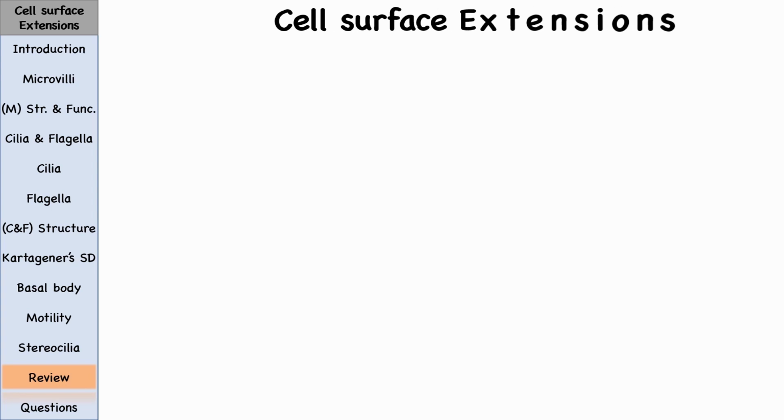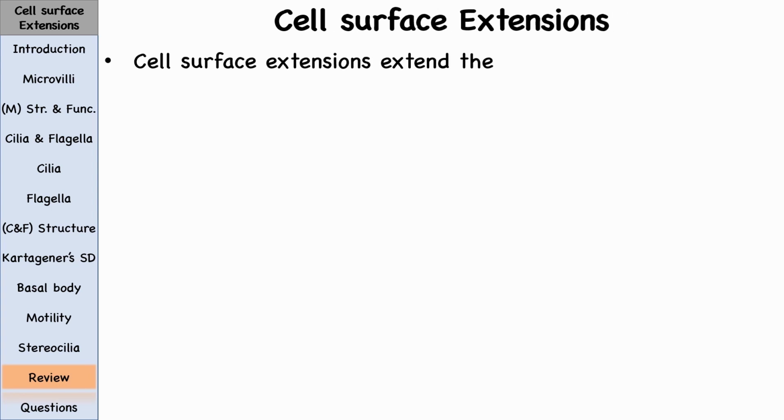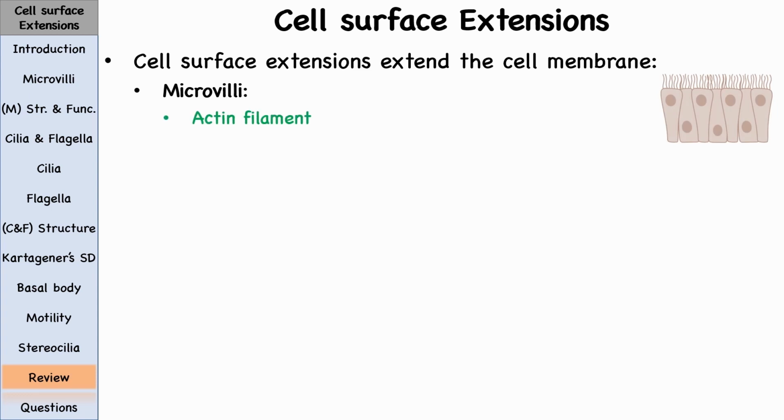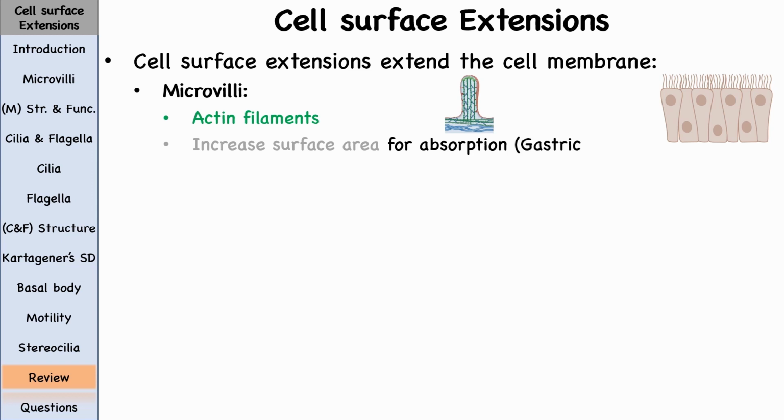Now let's do a quick review. The cell surface extensions extend the cell membrane and project out from the cell surface. There are 4 types. Microvilli, which consist of actin filaments that can be bent. They increase the surface area, which facilitates absorption and digestion, and they do not require any energy. And since it helps with absorption, it is mainly present in the digestive tract.